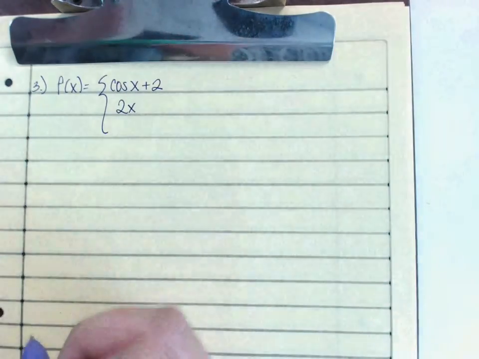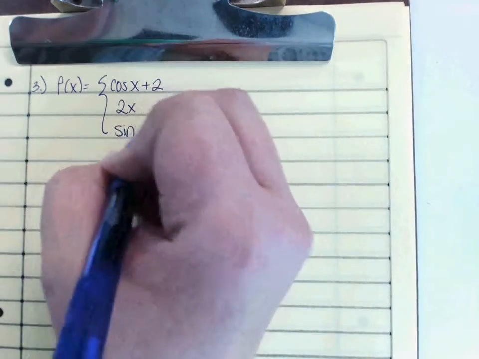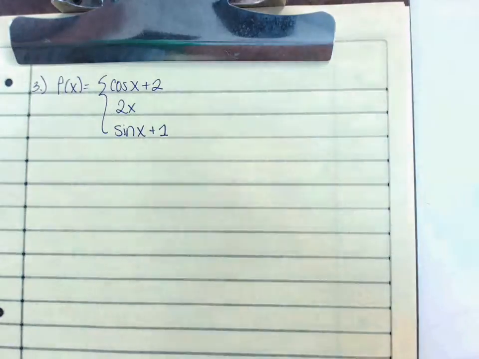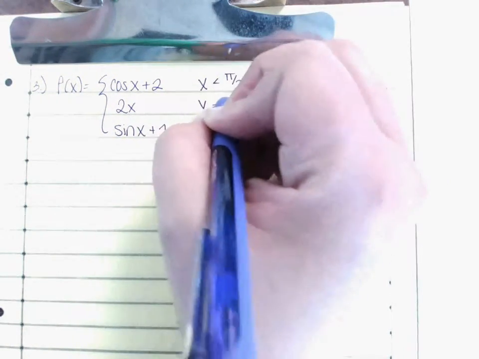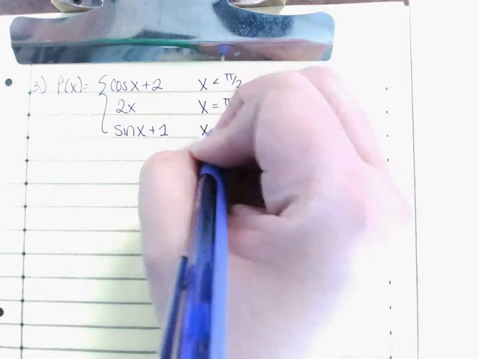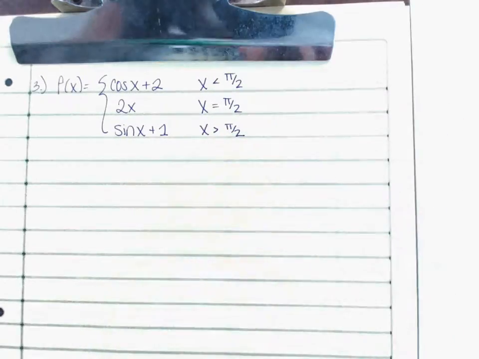Alright, third one like that. f of x equals three parts: cosine x plus 2, 2x, sine x plus 1. x is going to be less than pi halves, equal to pi halves, greater than pi halves.